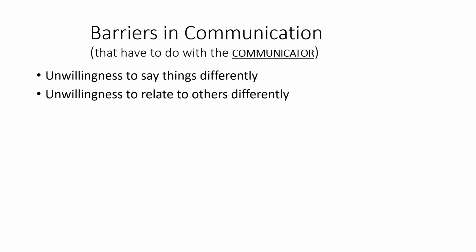It could be also symbolic, where we learn other forms of communication. Okay. So there are barriers with the communicator. What prevents you from communicating effectively would be unwillingness to say things differently or unwillingness to relate to others differently. You are not open to learn new approaches.